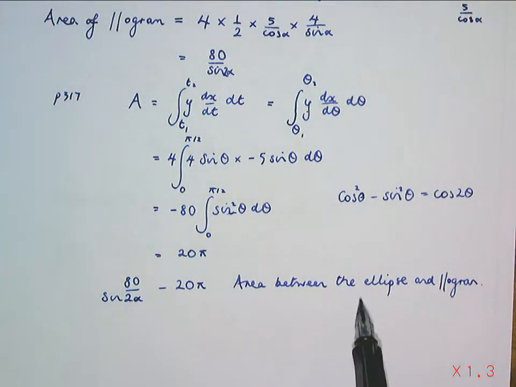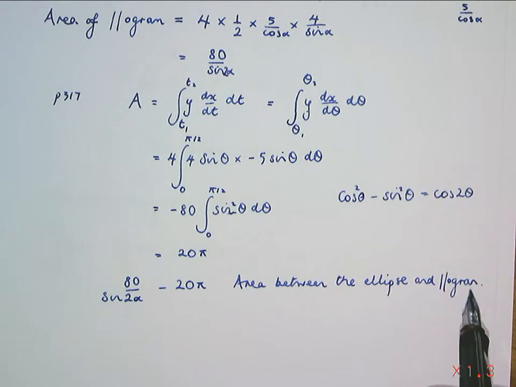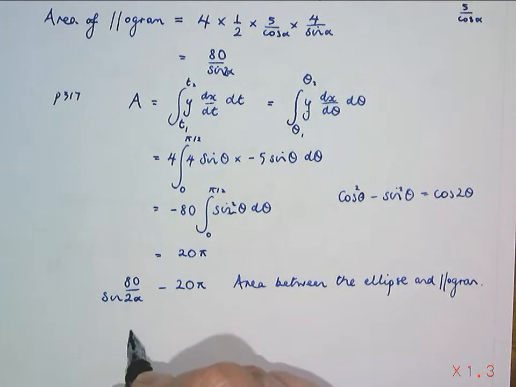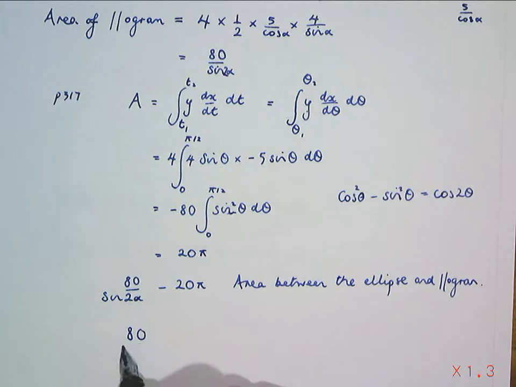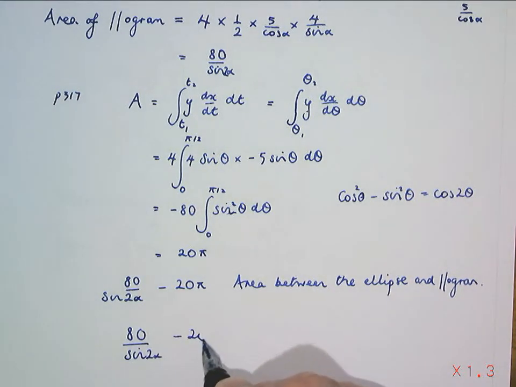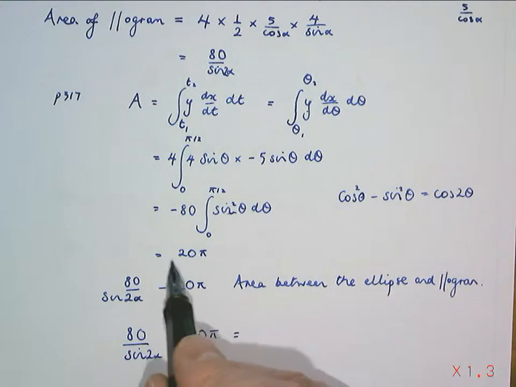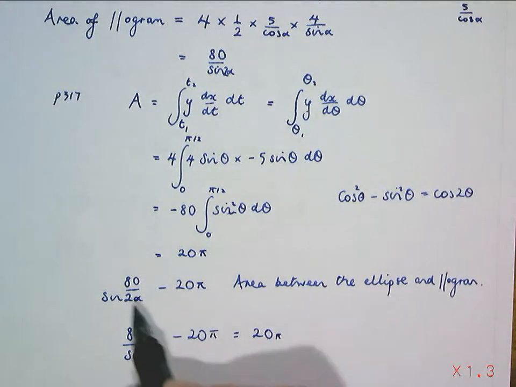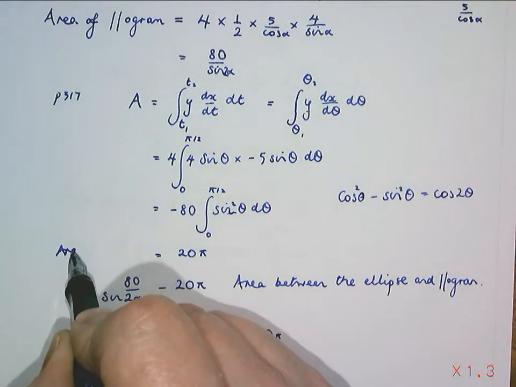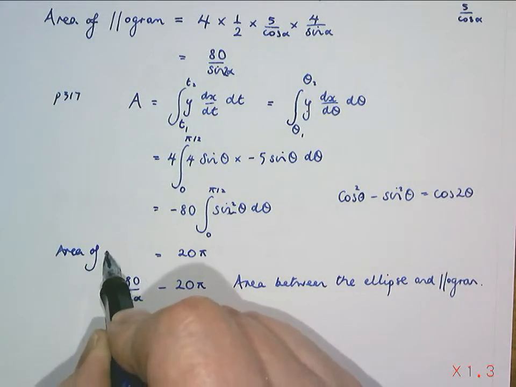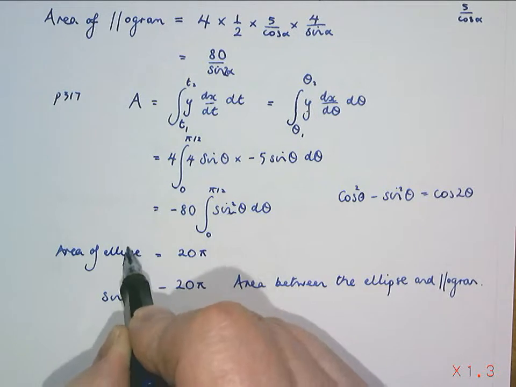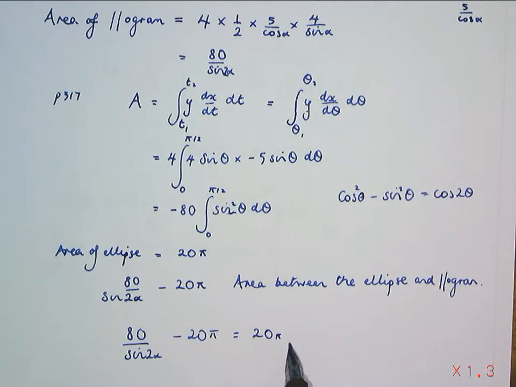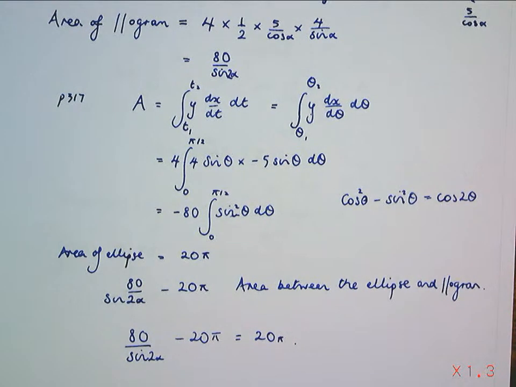Now, if the area between the ellipse and the parallelogram is equal to the area of the ellipse, we're going to find for part D that we have this situation here: 80 over sine 2 alpha minus 20 pi is going to equal the area of the ellipse, which is 20 pi again. Better write that in there. Area of ellipse, the result of our integration. Now that's an equation one should be able to solve quite simply by oneself.